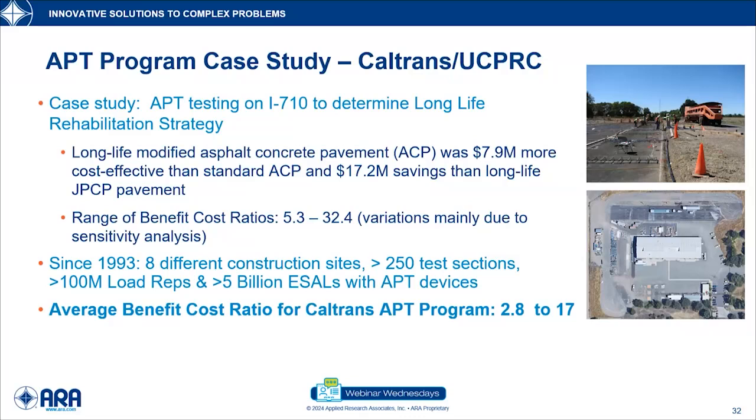Since 1993, the Caltrans program has applied more than 5 billion ESALs, across more than 250 test sections. And on average, across all those different types of experiments that they have done over multiple years, the benefit cost ratio for the Caltrans APT program is between around 2.8 and 17. So that is a significant return on investment for a single APT program.